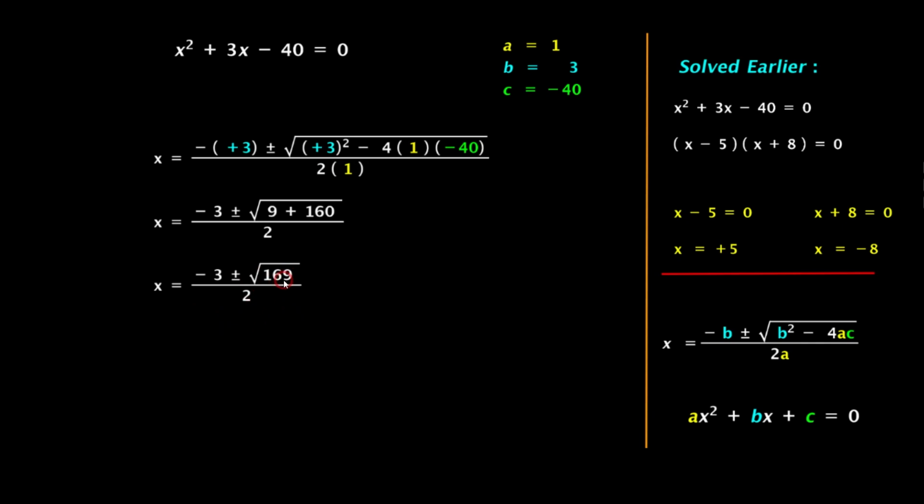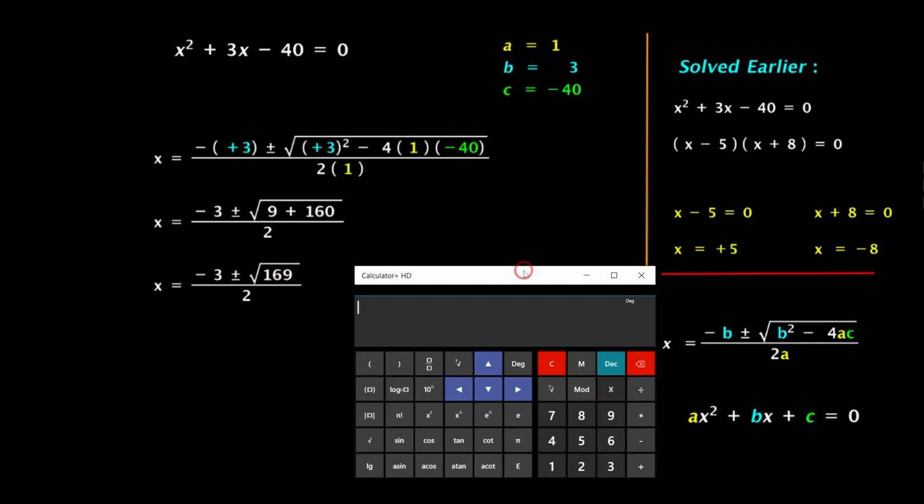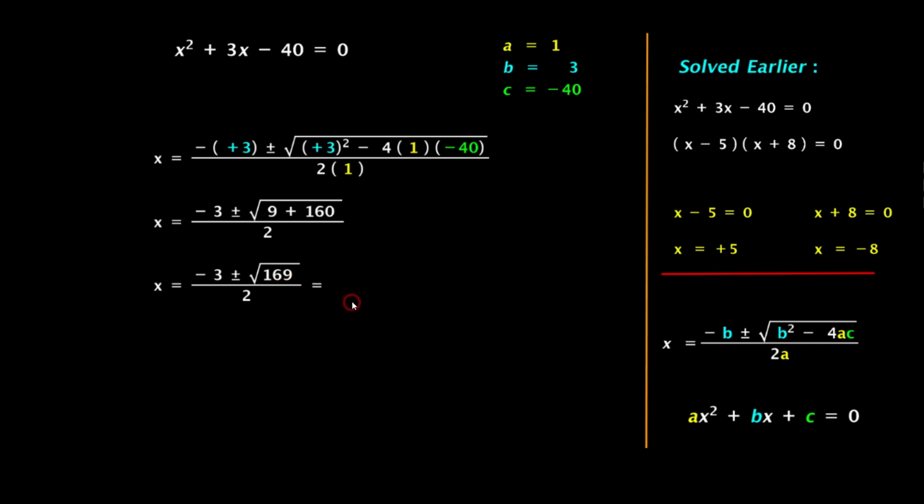Now 169, if we just use a calculator, what we can do is find the square root of the value 169, which is 13. The square root of 169 is equal to 13. So it's negative 3 with the plus and minus, square root of 169 is 13, everything is divided by 2.